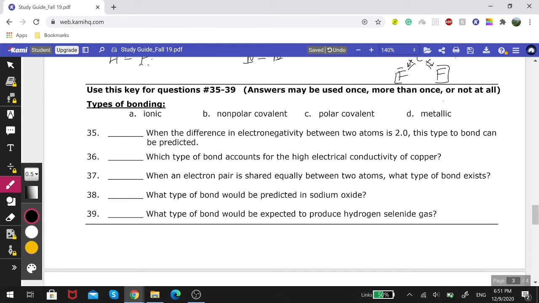Types of bonding. When the difference in electronegativity is 2.0 or more, this is ionic without a doubt. Highest electroconductivity is copper. Copper is a metal, so metallic bond. When an electron pair is shared unequally between atoms, what type of bond? So it's unevenly, but it's shared, so it will be polar covalent. Now, what type of bond will we predict for sodium oxide? So NaO.